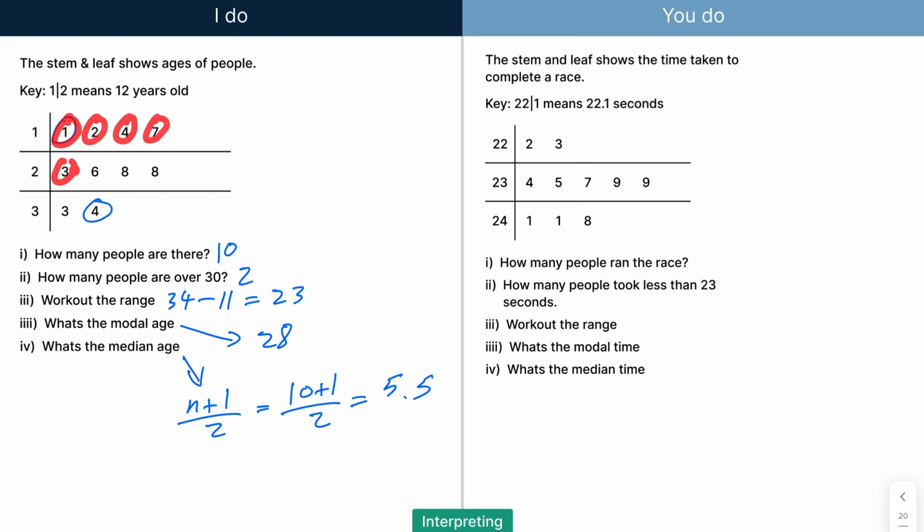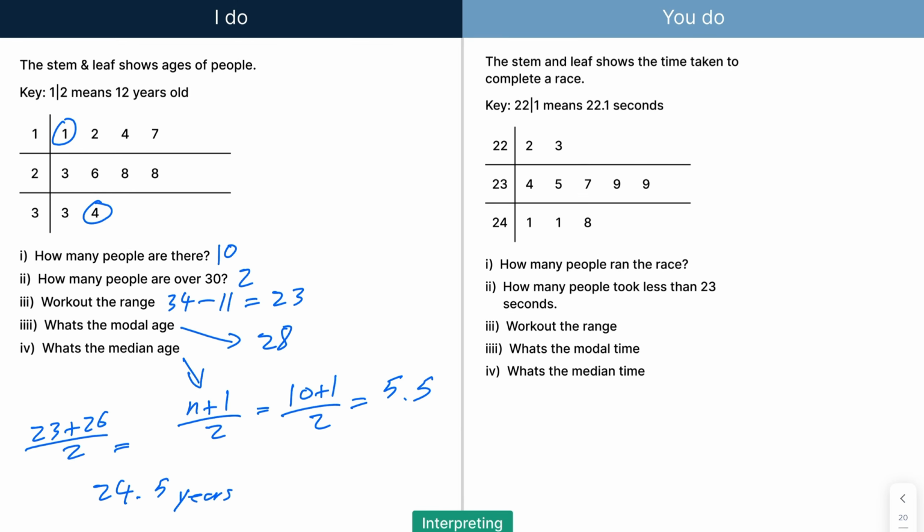So I'm going to count now. This is 1, that's 2, that's 3, that's 4, that's 5. 5.5 is here. That's telling me the median is in between 23 and 26. So I'm going to do 23 plus 26, divide that by 2. So if I do 23 plus 26, I get 49. If I divide that by 2, I get 24.5 years.